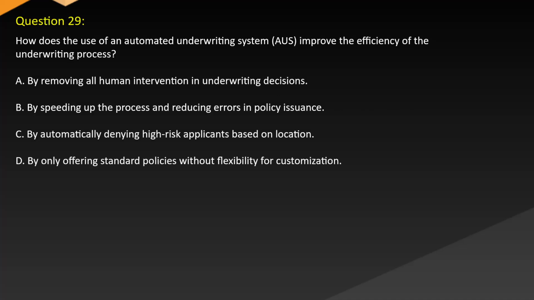Question 29. How does the use of an automated underwriting system improve the efficiency of the underwriting process? A. By removing all human intervention in underwriting decisions. B. By speeding up the process and reducing errors in policy issuance. C. By automatically denying high-risk applicants based on location. D. By only offering standard policies without flexibility for customization.